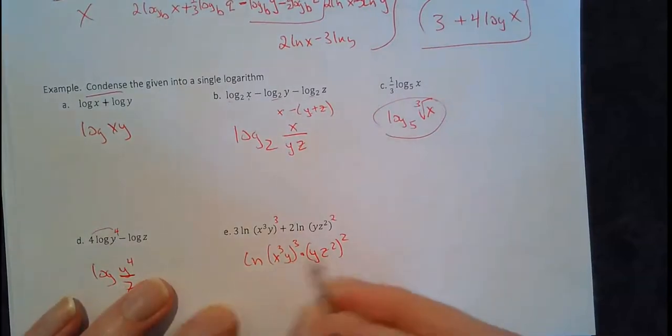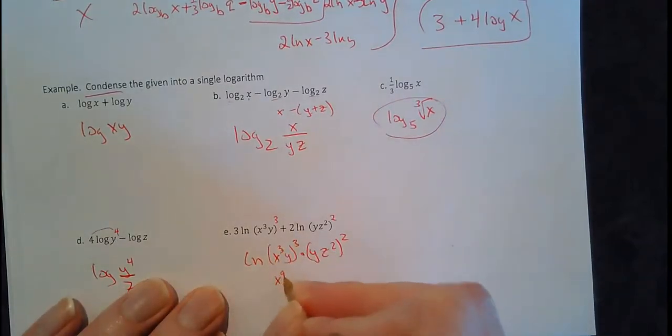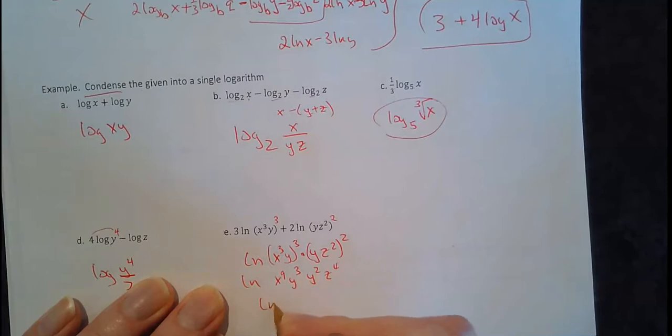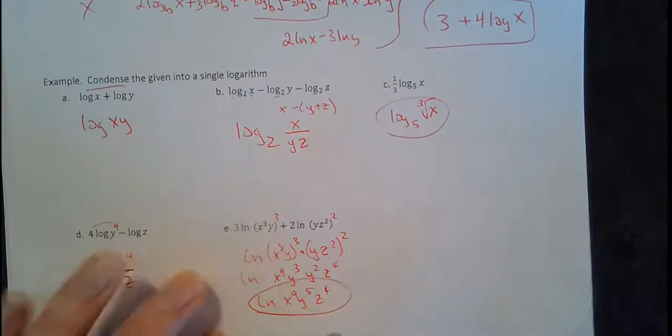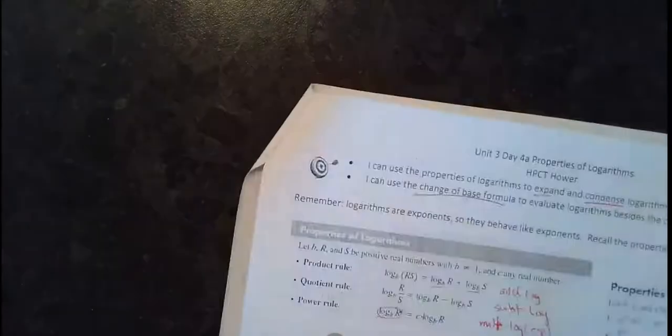Okay, now let's simplify some of that. So this x cubed to the 3rd power would be x to the 9th, y to the 3rd, y squared, z to the 4th. And this would be x to the 9th, y to the 5th, z to the 4th once you're all done. Okay, all right, let's flip this guy over.